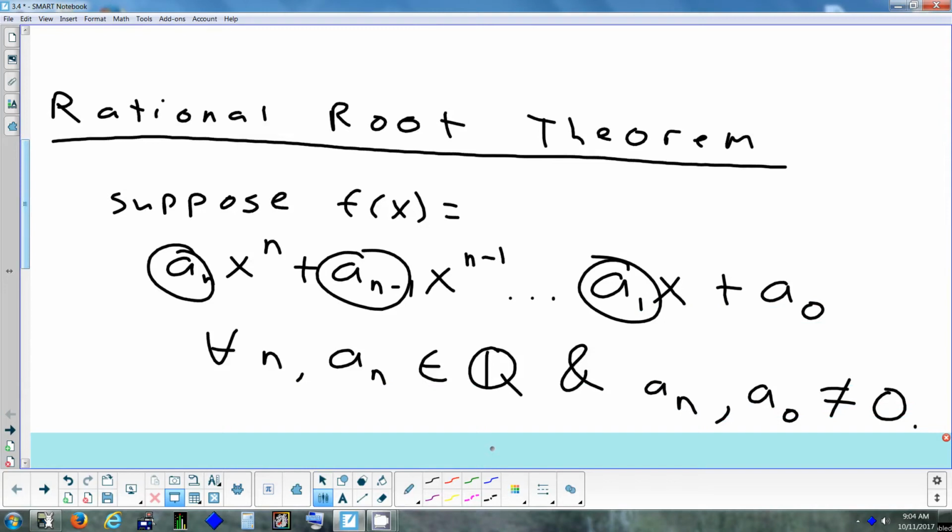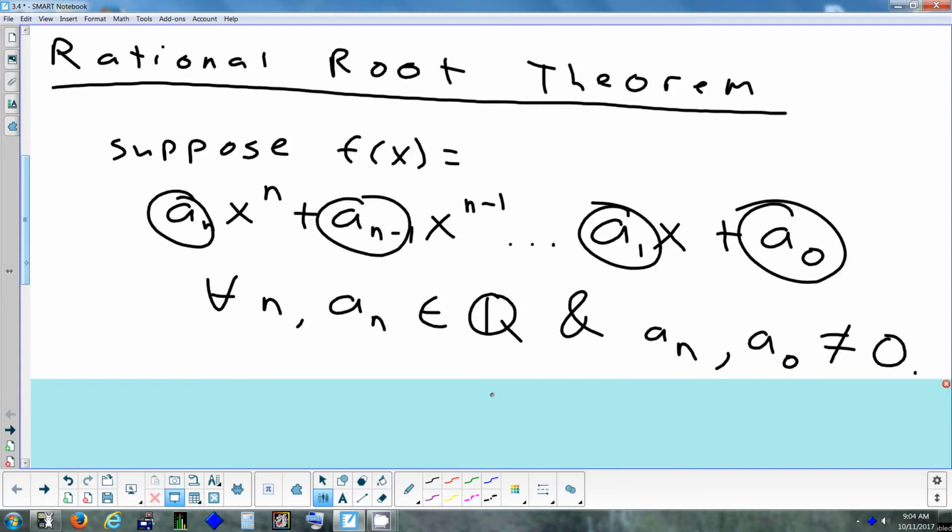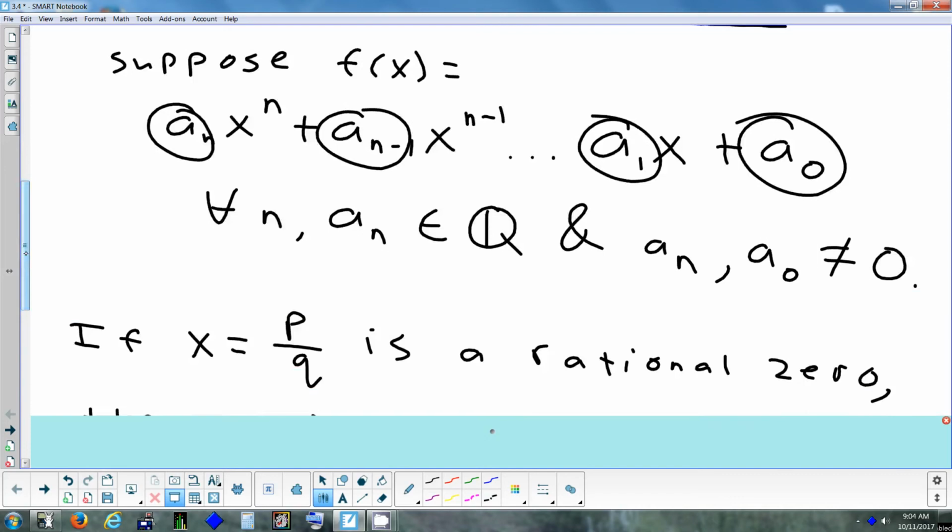And two things we're going to assume. The first coefficient and the constant at the end cannot equal 0. This theorem doesn't work if they do. So the first coefficient and the constant at the end cannot equal 0. Other than that, the coefficients just have to be rational. Okay? That's what that says.